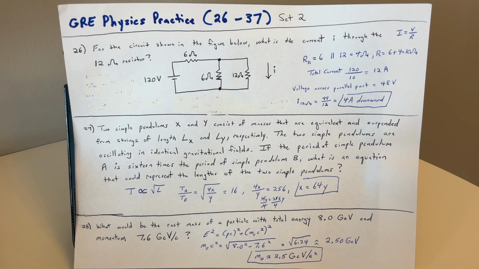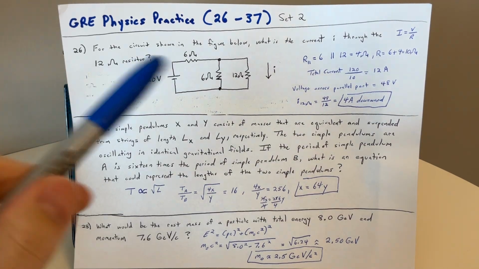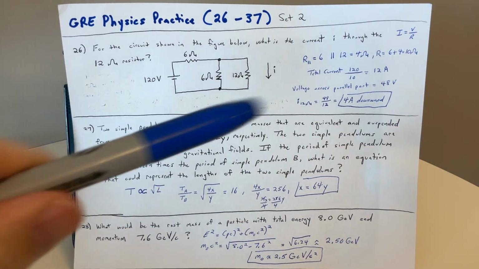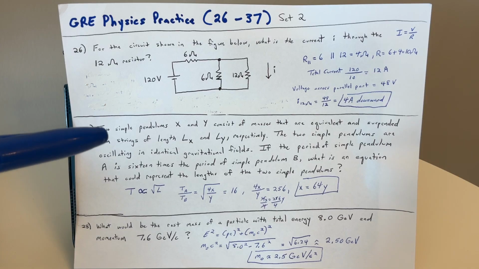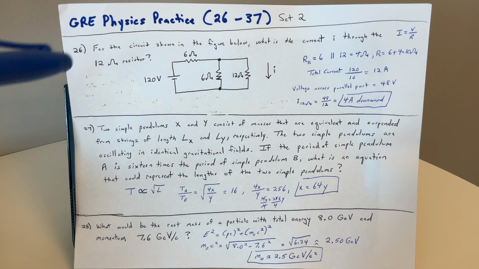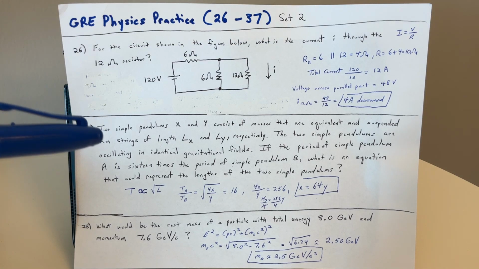So we have a GRE Physics practice, 12 problem set. I'm going to skip over 26. 26 is 4A. I'm going to go over 26 on the next page just because it's in more detail with the steps. I'm going to start with 27 here. But if you want to go ahead and do 26, it's 4A downward.